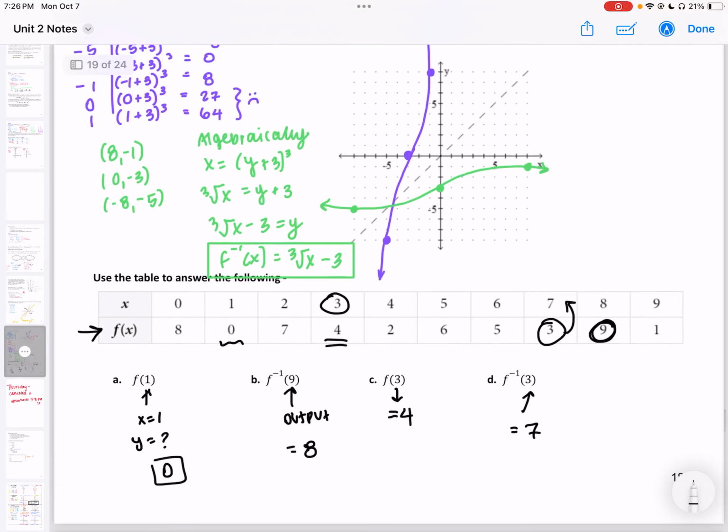All right, folks, that covers it for this section of inverse.